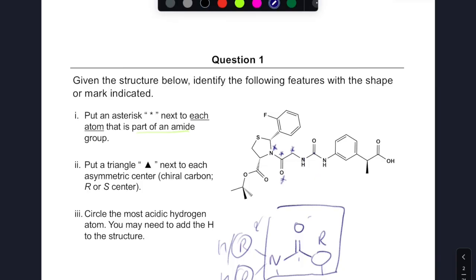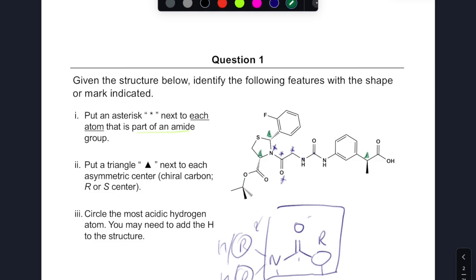So a triangle goes next to each asymmetric center in the molecule. Here there are three. There's one here. This has an R or S notation. This one as well. This one. This is not an R/S center, even though it has a wedge and dash. This is just showing geometry. Remember, there are three methyl groups. They have the same CIP priority, so they cannot be assigned as R or S.